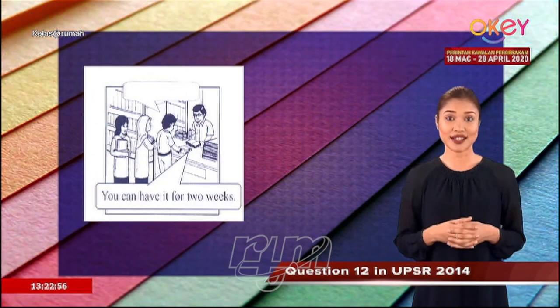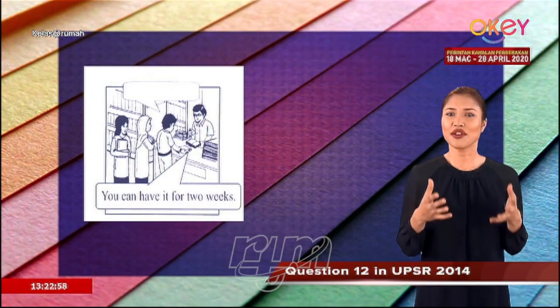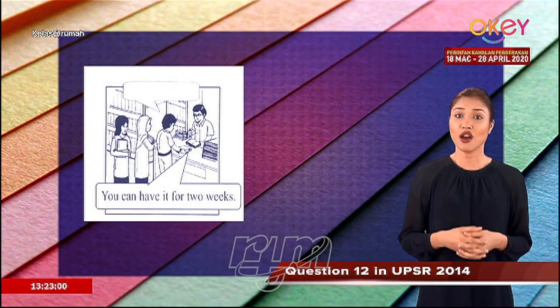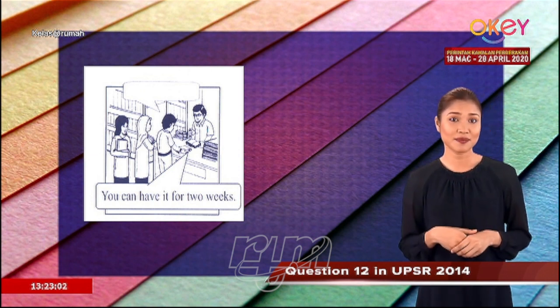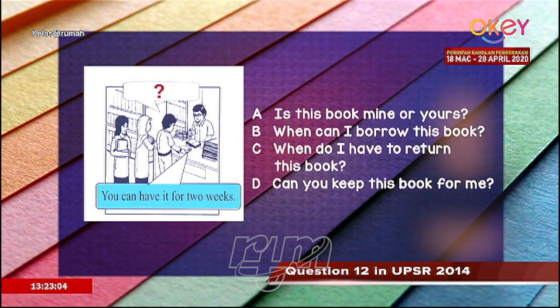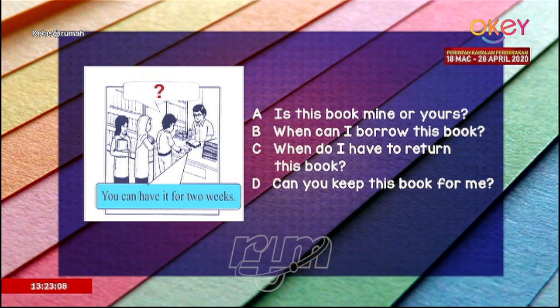Let's look at some past UPSR questions to practice. Question 12 in 2014. Can you think of the most suitable question for the librarian's response? The librarian said, "You can have it for 2 weeks." So which question best asks for time? The answer is C. When do I have to return this book?